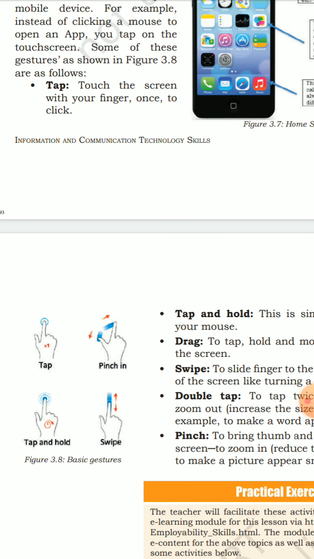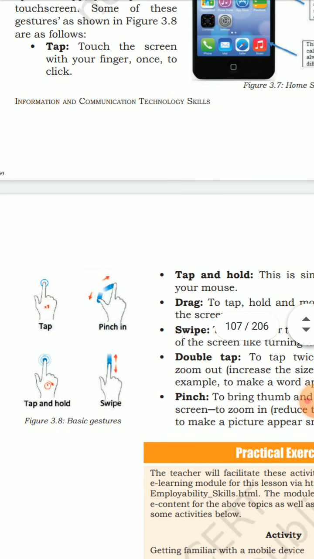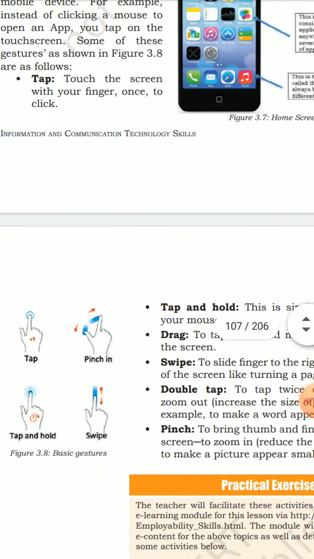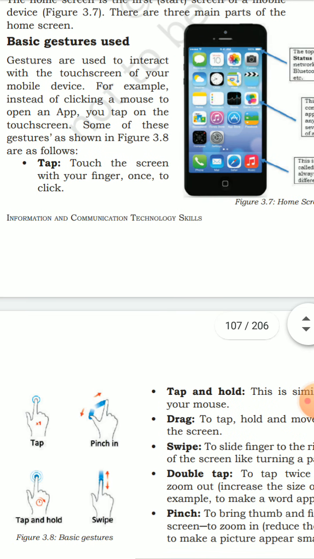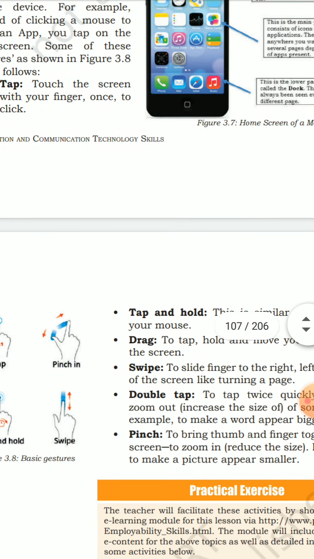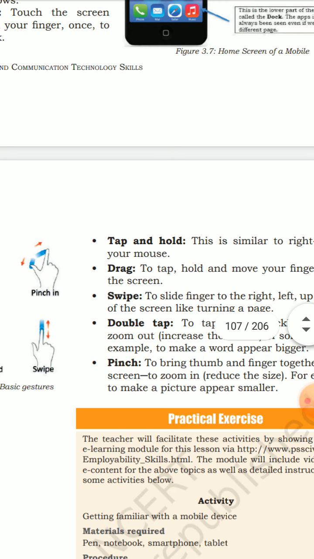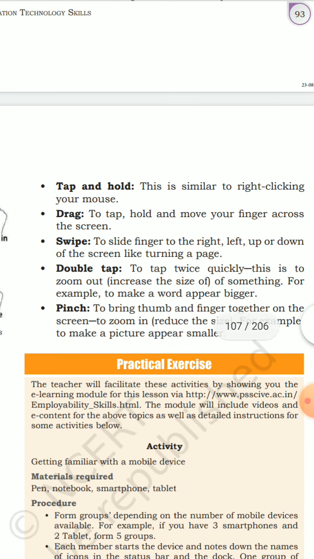If you touch the screen with your finger once, it will open the screen after pressing the power button. The gesture will be enabled after you press the power button once. Then after that, if you tap your screen, it will light up and select your content. Now tap and hold. This is similar to a right click on your mouse.